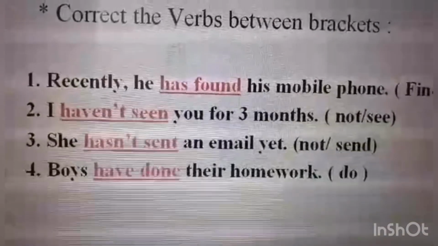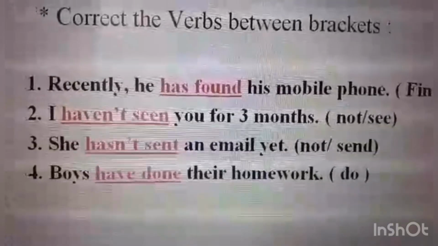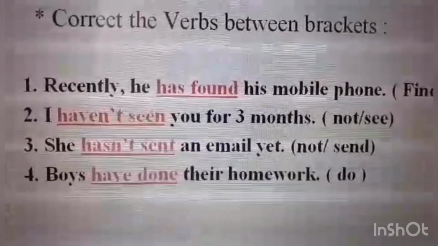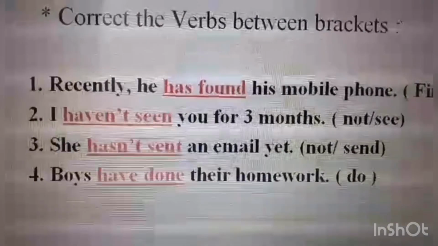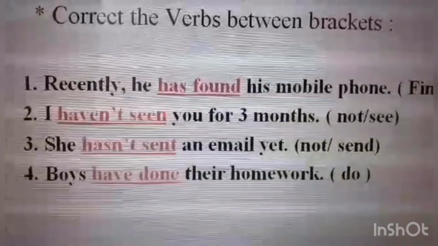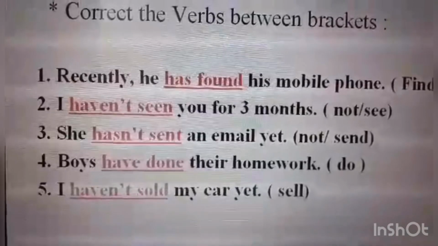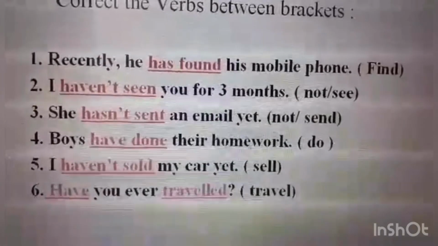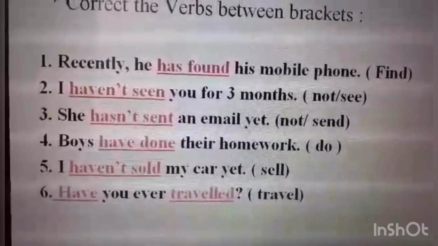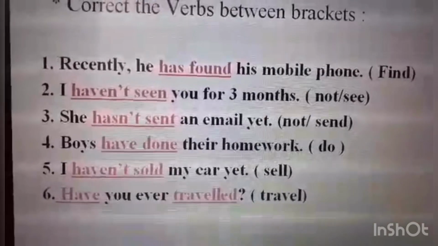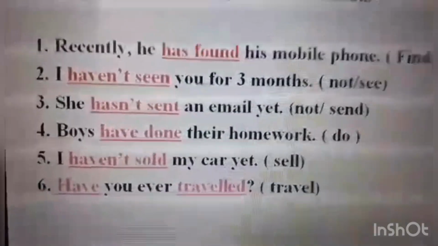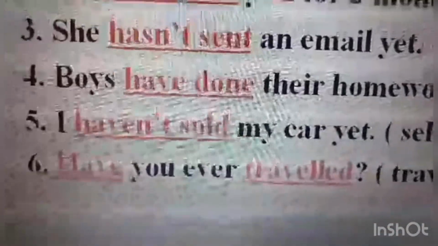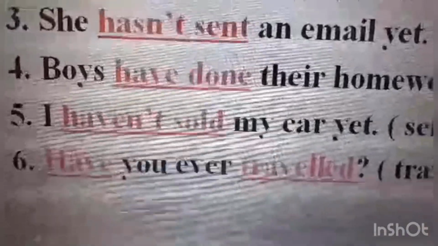Number 4, boys. Boys here is a plural noun. Boys have done their homework. Here, done is the third form of the verb do. And number 5, I haven't sold my car yet. Number 6, here we have a question, so you should begin the question with have. Have you ever traveled? Here we have the keyword ever and the pronoun you. So you should begin this question with have, and the third form of travel is traveled.